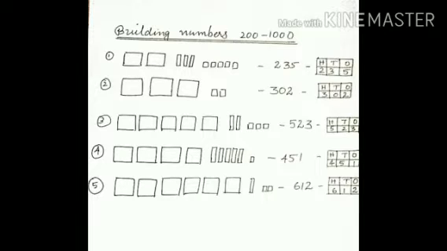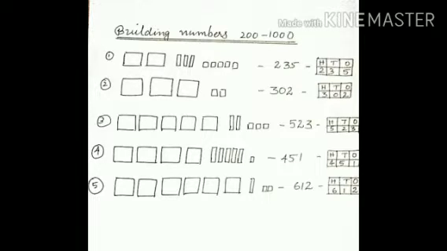235. How will we read the number? 235. Next is, in the hundreds place 3 squares, and in the tens place there is nothing drawn there, and in ones place there are 2 small squares. Then how will we write the number? 302. 0 right there, because in the tens place there is nothing.